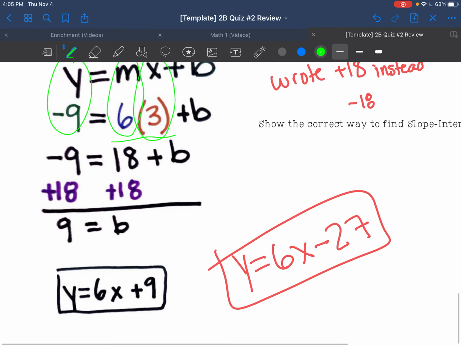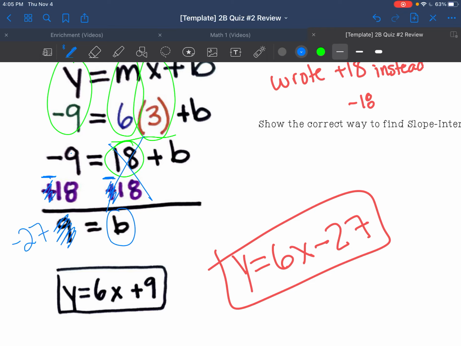He did 6 times 3 correctly, which is 18. But his error was he added 18 on both sides. If someone goes to the dark side, that means you switch their signs. And if they go to the dark side, they are no longer on their original side. So all we're left with is a b. And then we have negative 18 minus 9, which isn't 9, but a negative 27. So our slope-intercept form is y is equal to 6x minus 27.